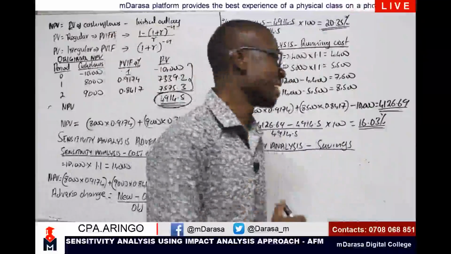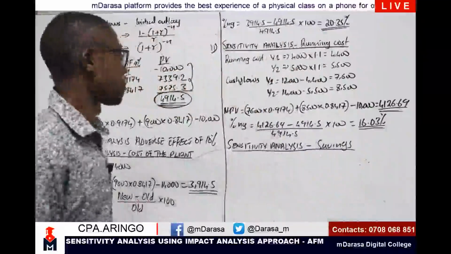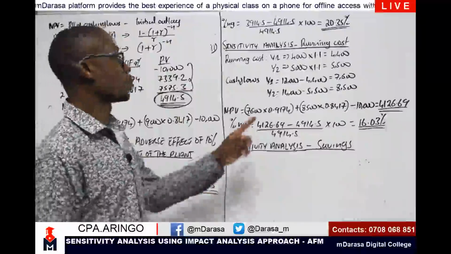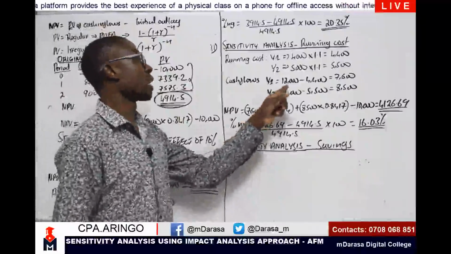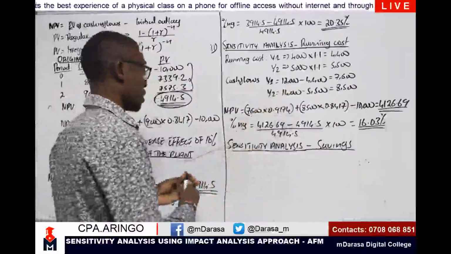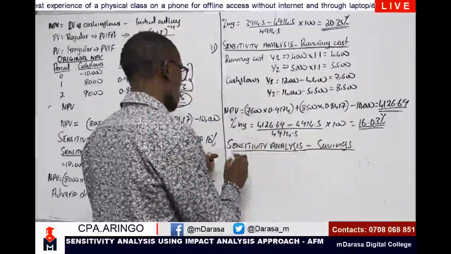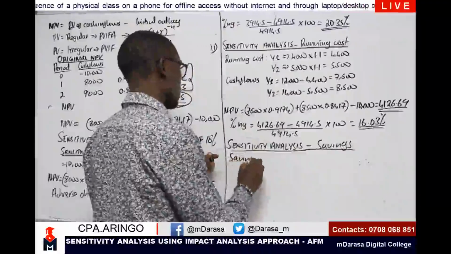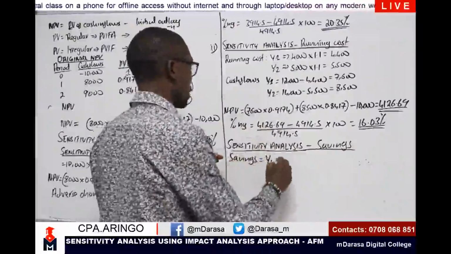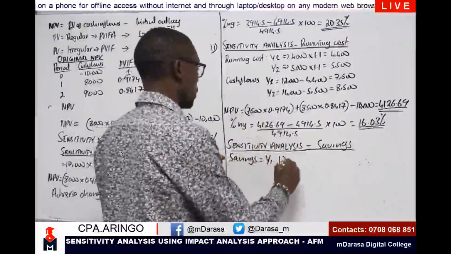Let us see. Let us work it out. So what will be the impact here? What will be changing now basically are the revenues, right? Because the savings here, talk of our savings, year one savings, initially we had 12,000.